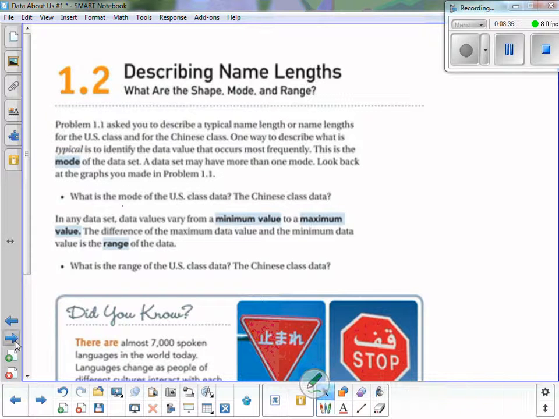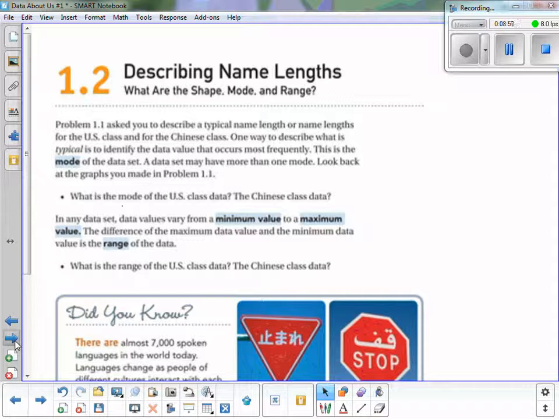One way to describe what is typical is to identify the data value that occurs most frequently. This is the mode of the data set. A data set may have more than one mode. Look back at the graphs you made in problem 1.1. Okay? So we could talk about the mode. Remember, yesterday we looked at the tallest piece of data for our mode.